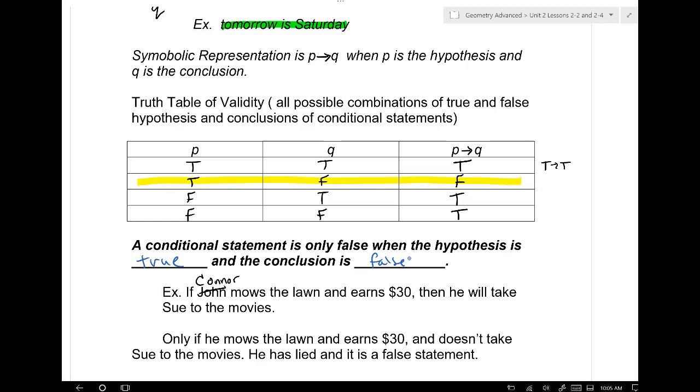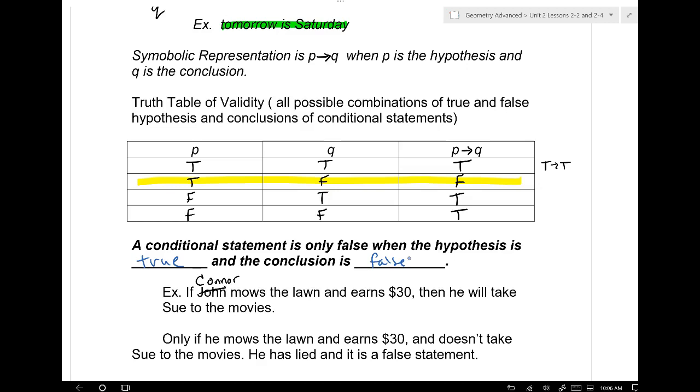Now, what happens if Connor mows the lawn, earns the $30, but does not take Susie to the movie? Girls, what did you all just want to do at that moment? Break up with him, right? Yes, because he's a liar. He lied to her. He said, hey, I earned my $30, but I'm sorry, sweetie, dearest, I'm not taking you to the movies now. And he would be single. Because he lied. Notice he had the true hypothesis, but he didn't follow through on his word. So basically, you're not a man of your word right now.